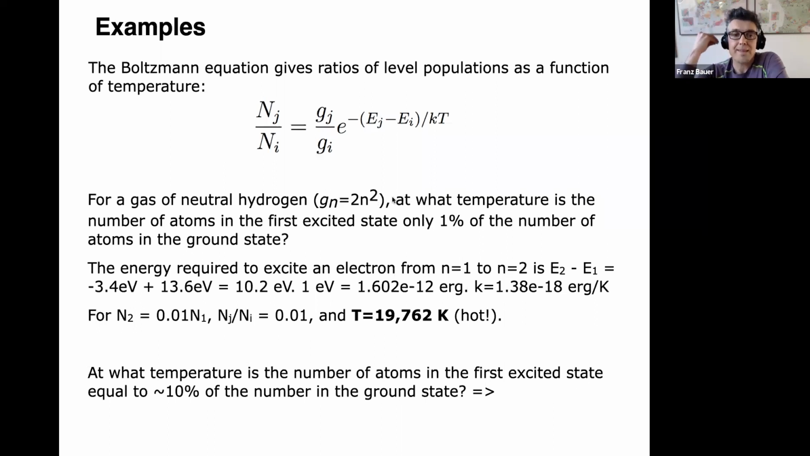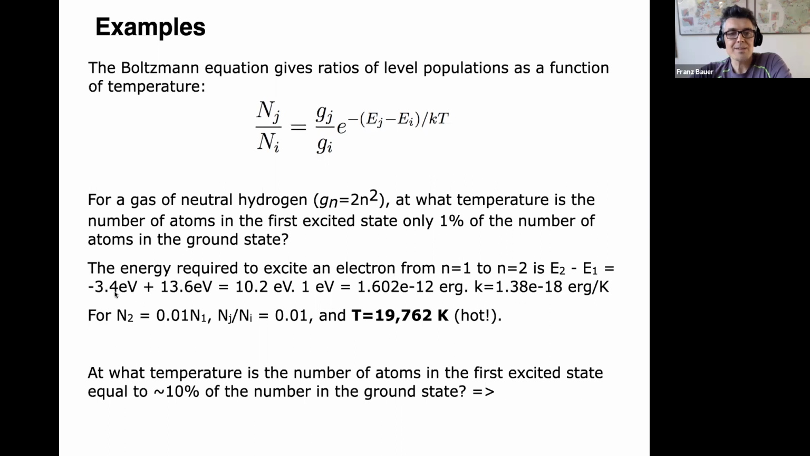And so we want to know at what temperature the number of atoms in the first excited state is roughly 1% of the number of ground state atoms. We just want to know what temperature we need to populate the n equals 2 level at 1%. The energy required to go from n equals 1 to n equals 2 is 13.6 minus 3.4, so roughly 10.2 eV. And 1 eV is equal to this. We also have the Boltzmann constant here.